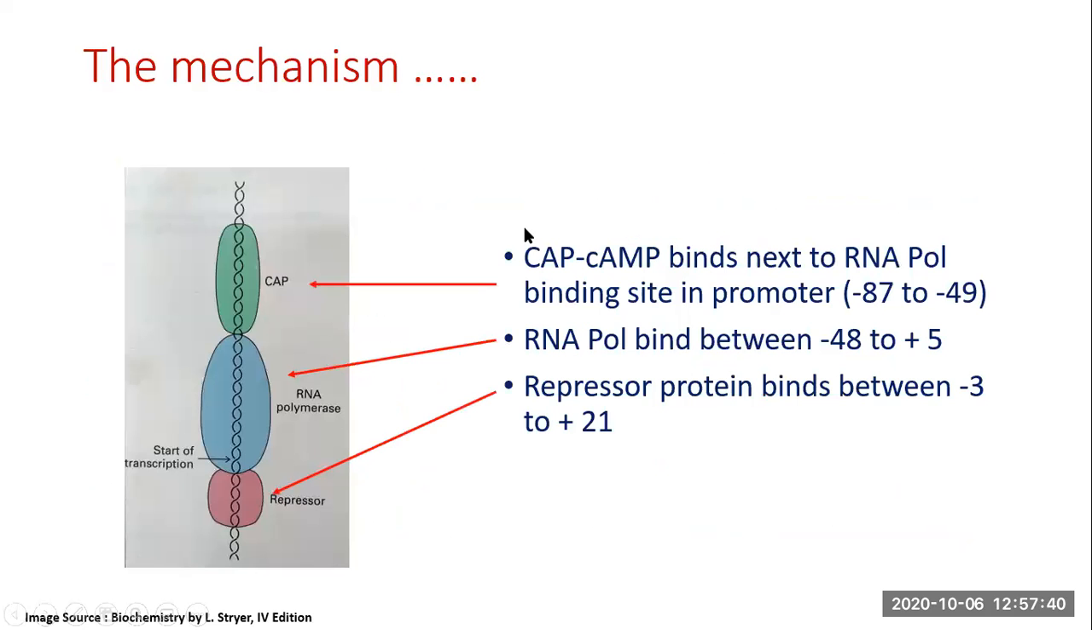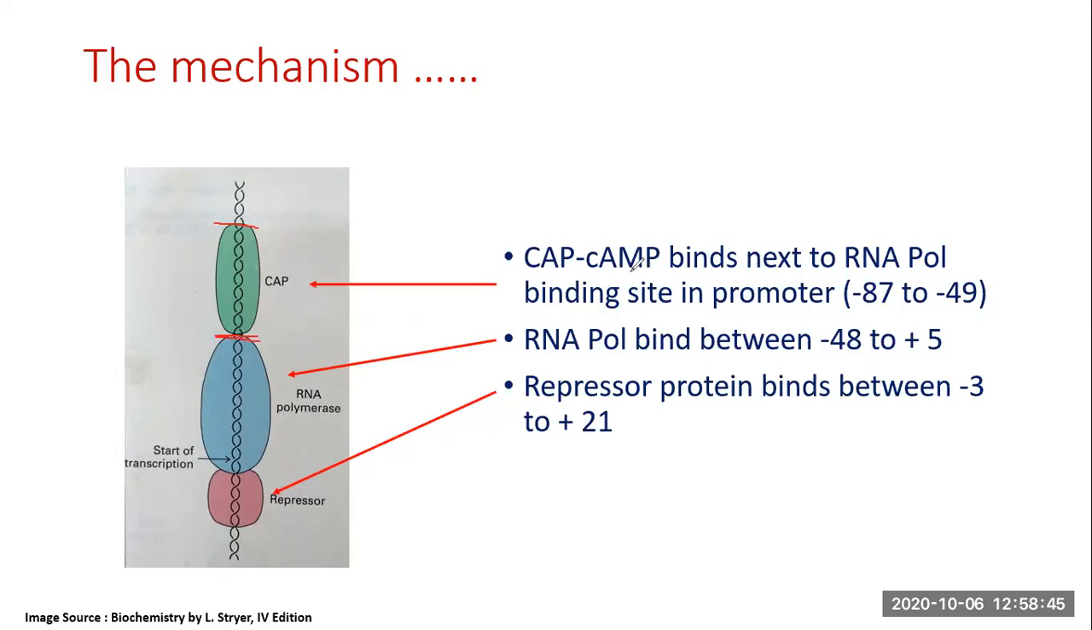So this is how these three proteins bind in the promoter region of the Lac operon. Cyclic AMP CAP binds next to the RNA polymerase binding site in the promoter, and it protects the region from -87 to -49. So minus, you understand, means upstream. This is the start point. These are the upstream sequences. So cyclic AMP CAP protects a region from -87 to -49.